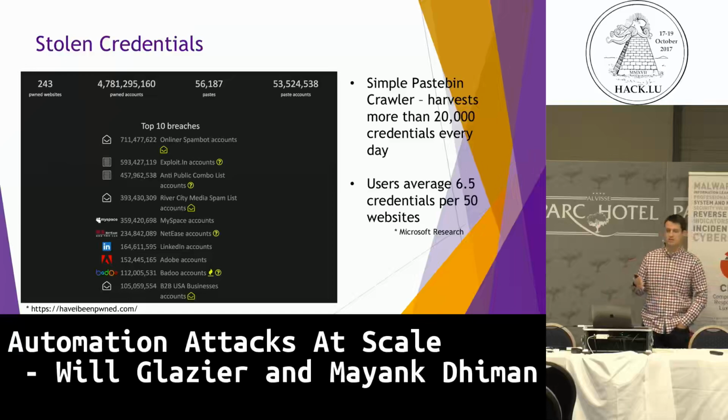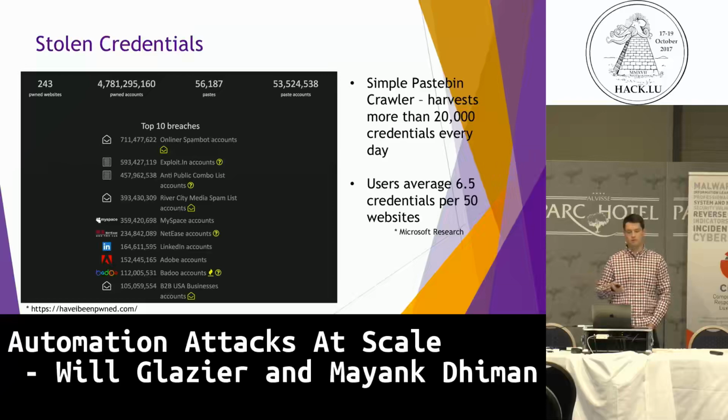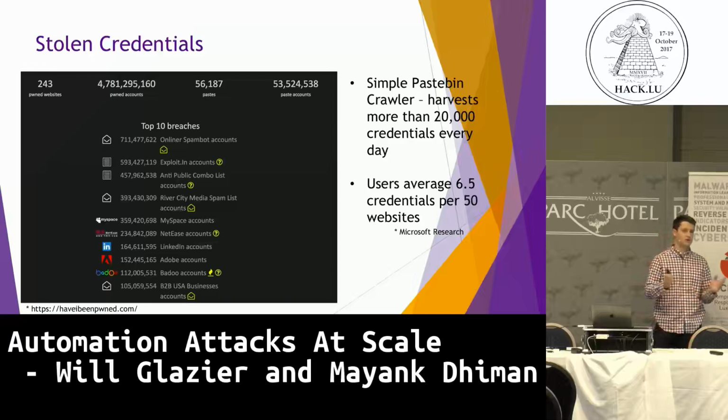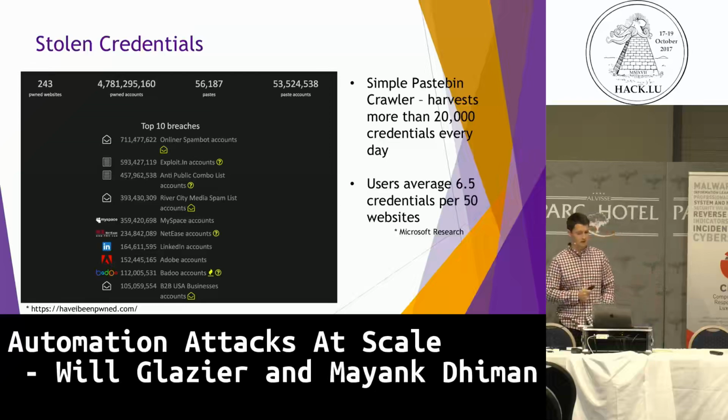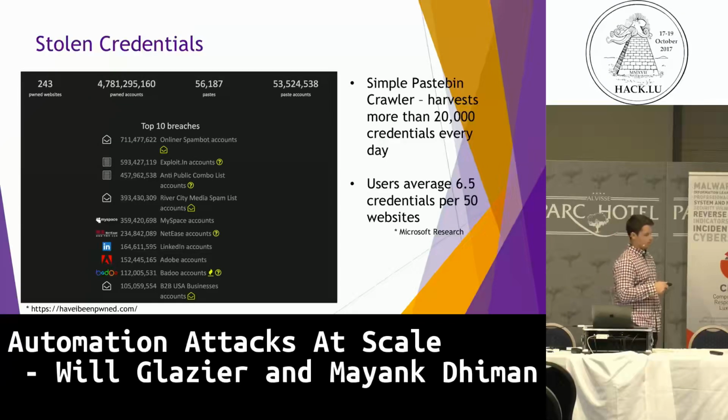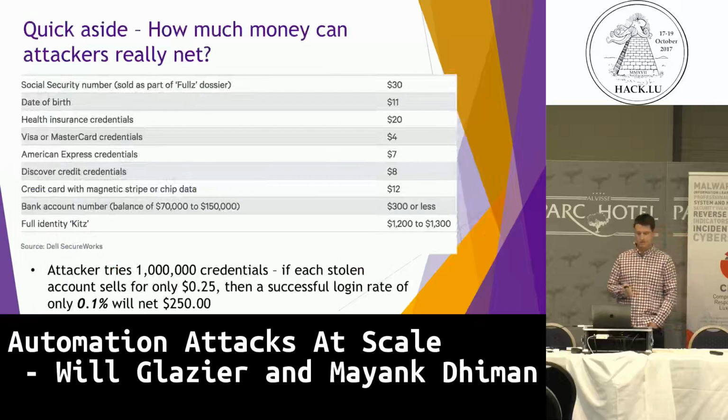But attackers could also do something as simple as, what we've done is write a simple crawler for pastebin.com, and we harvest more than 20,000 credentials every day. Just run it on an AWS instance, and I'm sure some bad guys are doing the exact same thing. They just scrape everything and use it as soon as it pops up. And this problem relies on the law of large numbers. This is a stat from a Microsoft research team that users average 6.5 credentials per 50 websites. So password reuse is a problem. A lot of us are guilty of it, even though we don't realize it, or some sort of pattern of reuse. And criminals are looking to exploit that.